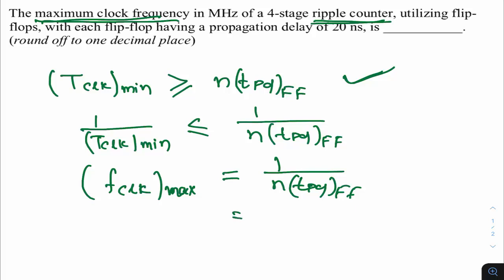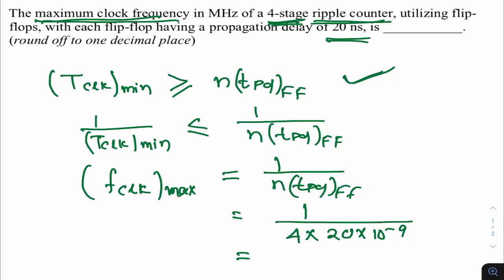So simply you can substitute into this formula. n is given as 4 stages, so n is 4, and the delay of the flip-flop is 20 nanoseconds, so this is 20 into 10 raised to power minus 9, and the result is in hertz. If you simplify this, you get 12.5 into 10 power 6, which is equivalent to 12.5 megahertz, because it is asking for the answer in megahertz units. So the answer is 12.5. Very basic and simple question.